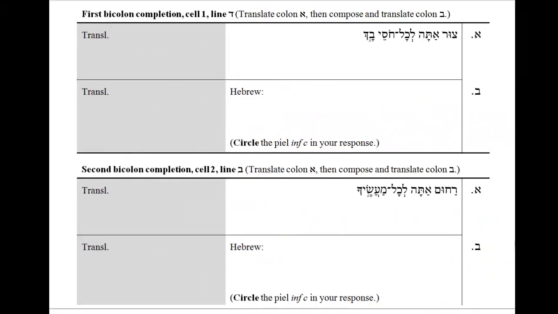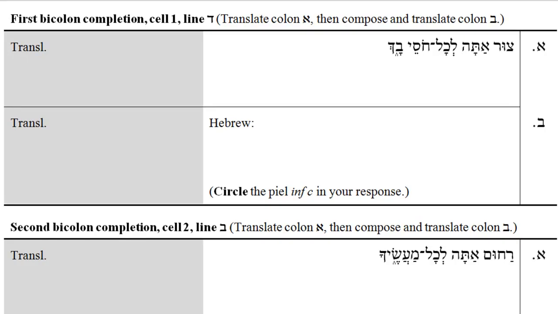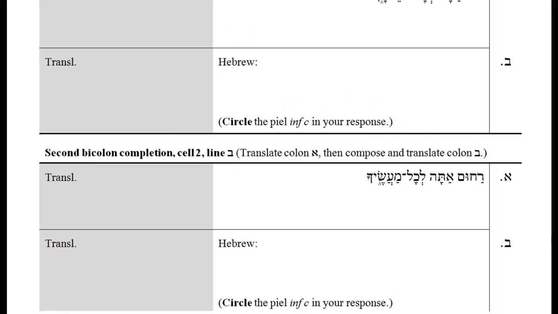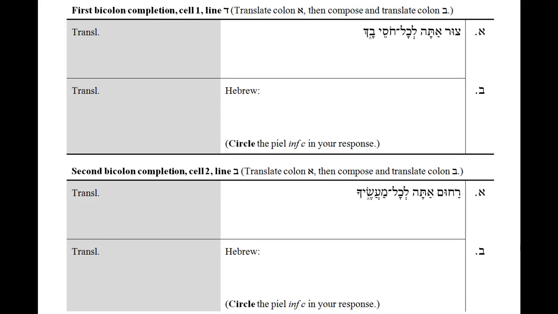Here are the two bicolon completion exercises. Both of them come from the current Jonah episode. The first, from cell 1, line dalet, colon aleph, reads, Tzur ata lechol chosevach. The second comes from cell 2, line beit. The first colon of this reads, Rachum ata lechol ma'asecha. Please begin by giving a translation of the monocolon that's been provided. Write it in the column on the left. Then proceed to compose another monocolon and let it include a PL infinitive construct.